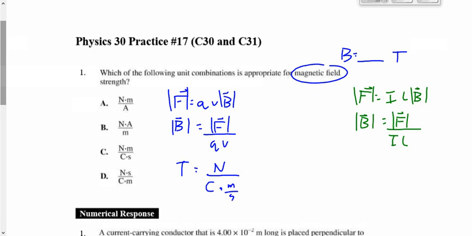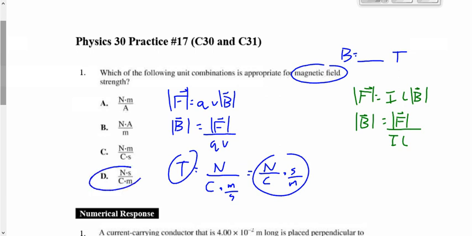Do I see newtons over coulombs times meters per second? No, I don't. But I can simplify this. Let's see what happens when I simplify it. Newtons over coulombs times meters per second. How do you divide by a fraction? Flip it over. Multiply by the reciprocal. It becomes newtons over coulombs times seconds over meters. Do I see that one there? I do. Look at that. A Tesla is equal to a Newton times second over a Coulomb times meter. The answer is D.